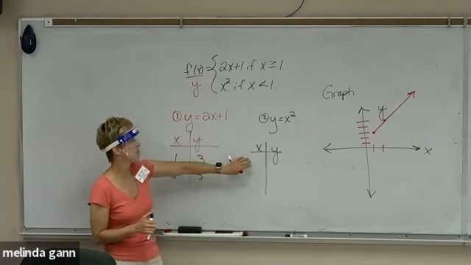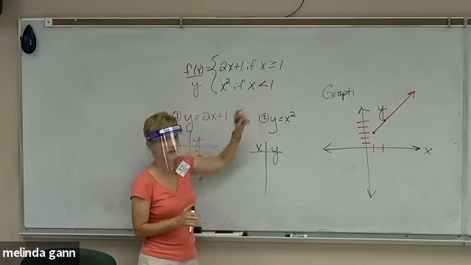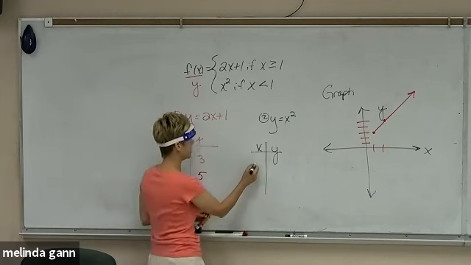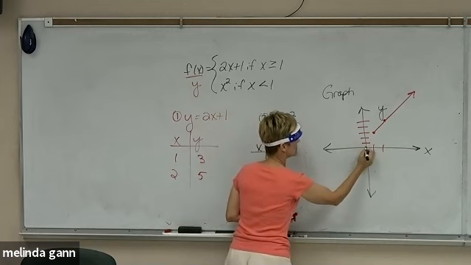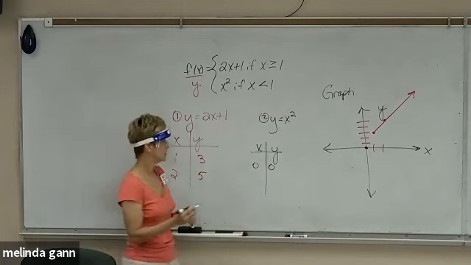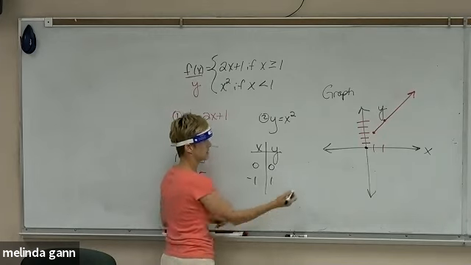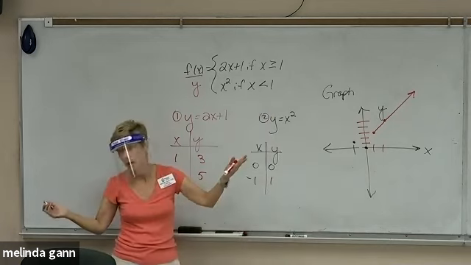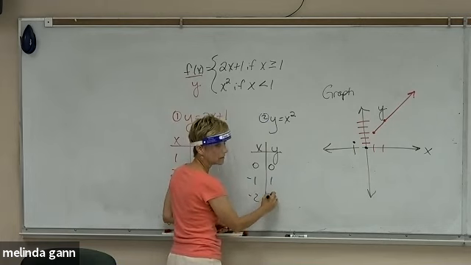Now, what numbers am I supposed to use here? Numbers that are smaller than what? 1. So give me a number that's legit that I can use. 0, okay. What's 0 squared? 0. All right, so 0, 0. Okay, give me another number that's legit. Negative 1. All right, what's negative 1 squared? 1. So negative 1, 1. Give me another one. Negative 2. Okay, what do you get when you square negative 2? 4.